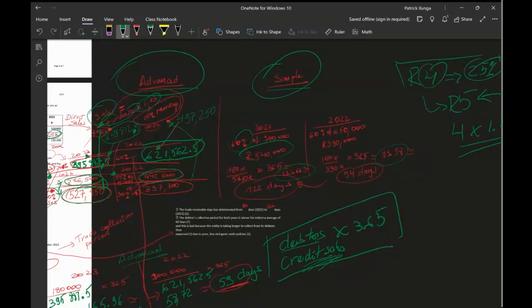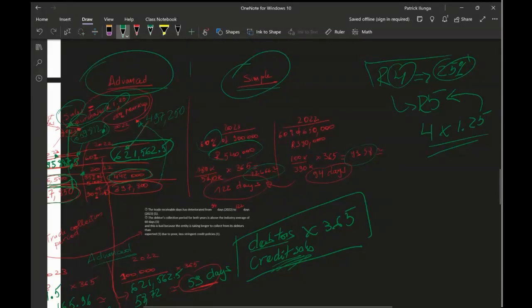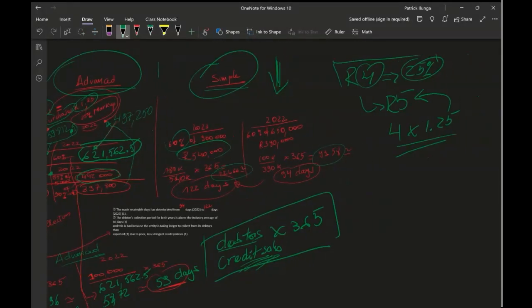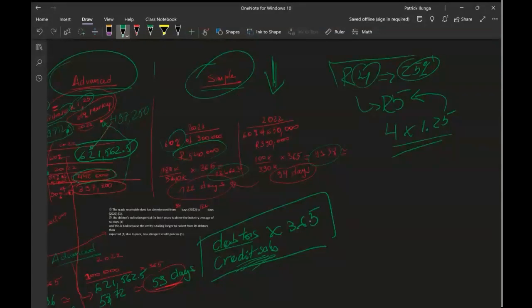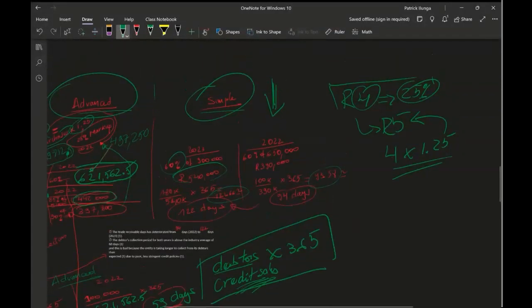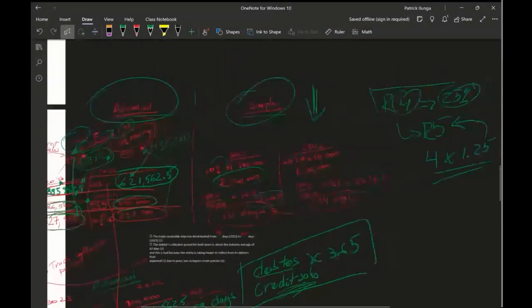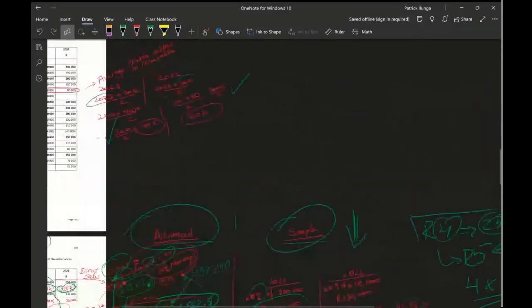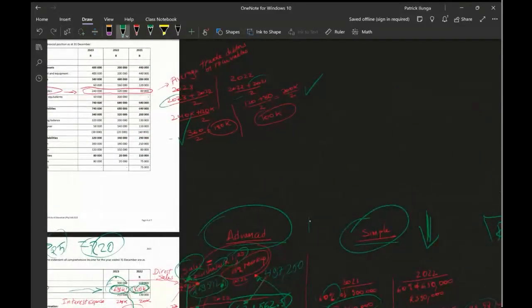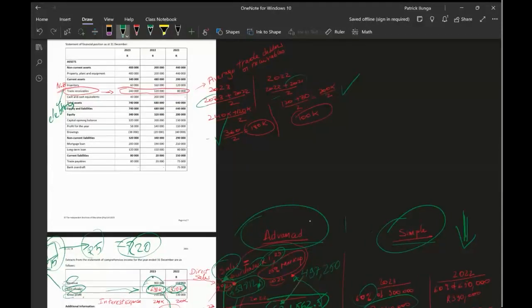No, don't look at this. There's the advanced method and there's the simple method. I'm looking at the simple method, the one that you did. I have those numbers. So you got the data. Did you do the data for 2023? You did the data for 2023 plus the data for 2022, divided by 2. Did you do this? Yes, sir.